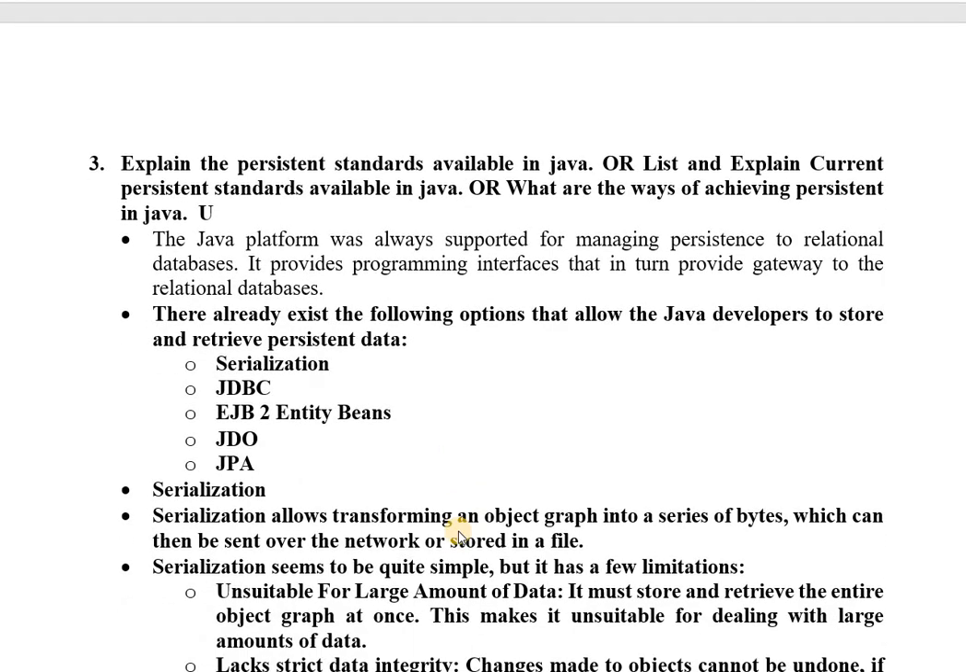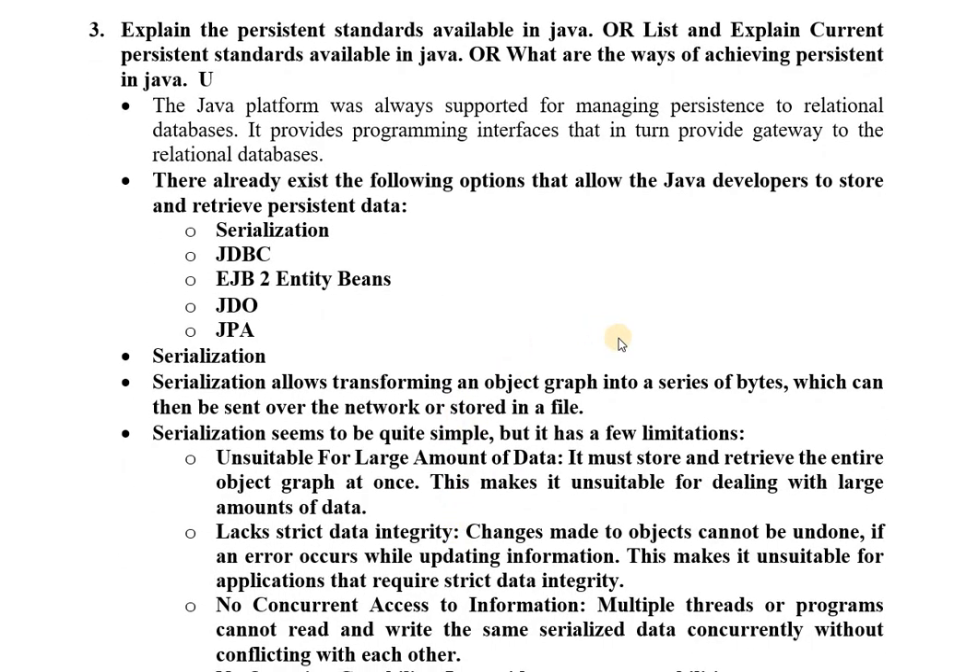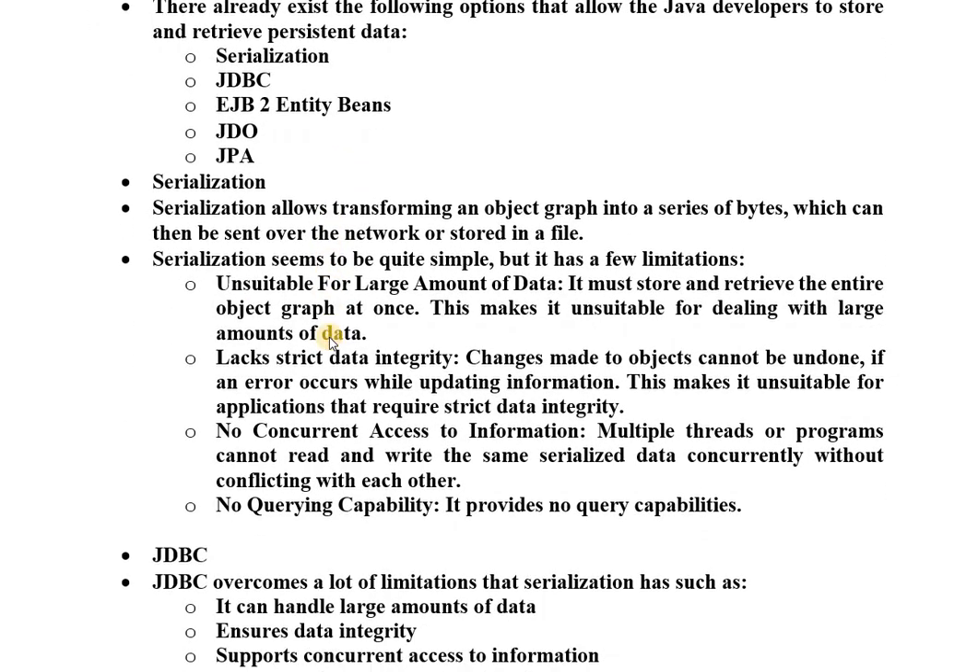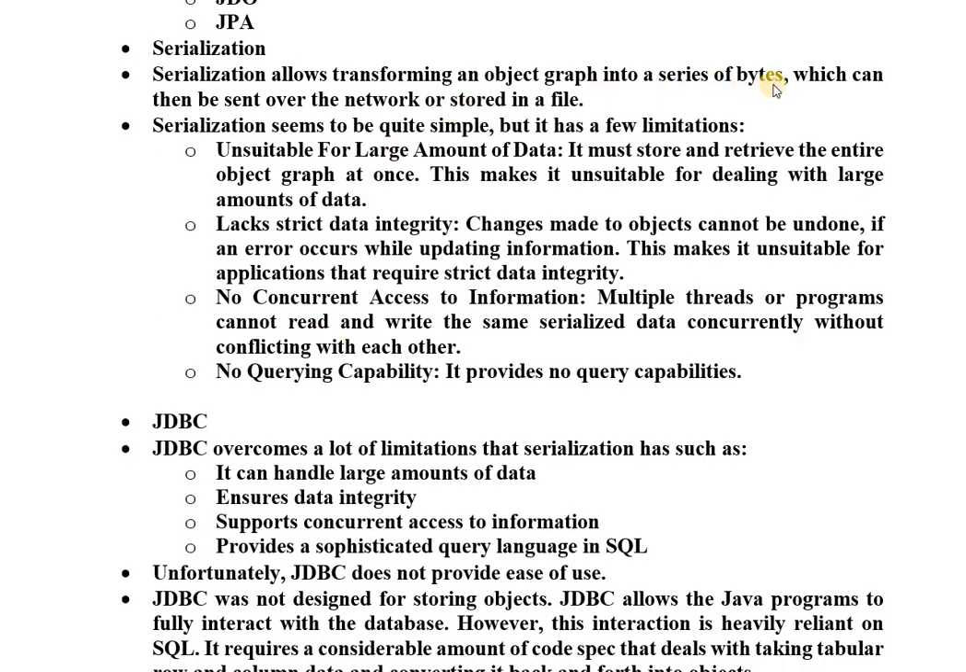The next question that we will talk about is persistence standards which are available in Java, or ways of achieving persistence in Java. So following are the ways of achieving persistence in Java. The very first one is serialization. Serialization talks about converting the object into a series of bytes which you can either store in a file or send over a network. The concept of serialization is quite simple, but it has lots of disadvantages.